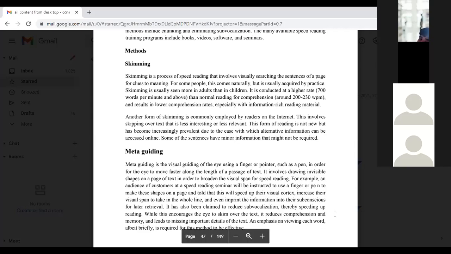And what is meta guiding? If it comes in your exams, I do not want any bookish language. I want a paraphrased version.